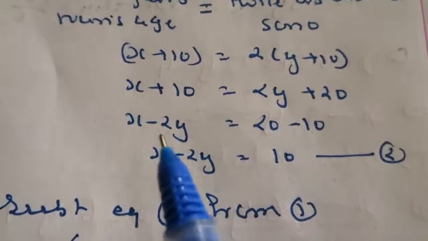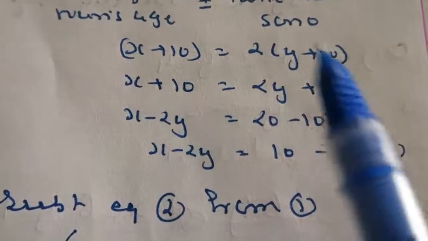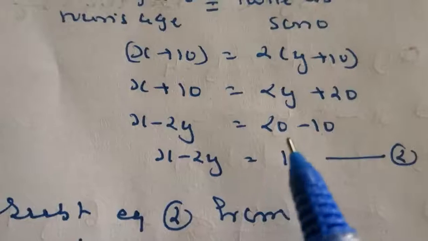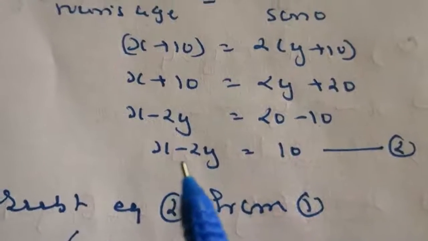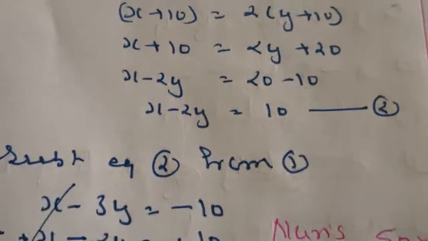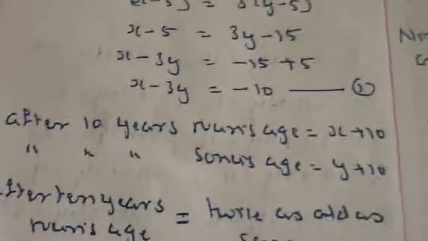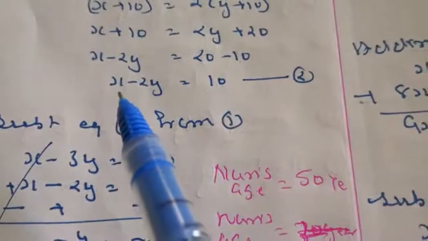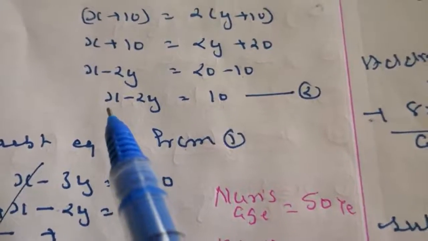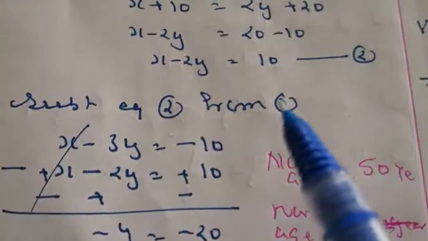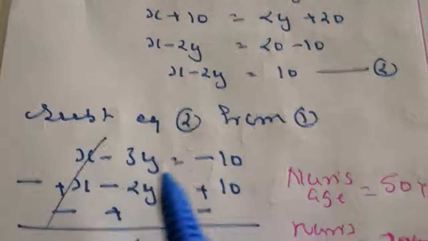Now shifting 2Y to the left hand side and 10 to the right hand side, it becomes X minus 2Y is equal to 20 minus 10. So X minus 2Y is equal to 10. So that is your equation 2. Now dear friends, in both the equations, the first term is X, both are plus X. That means we are going to subtract equation 2 from equation 1.